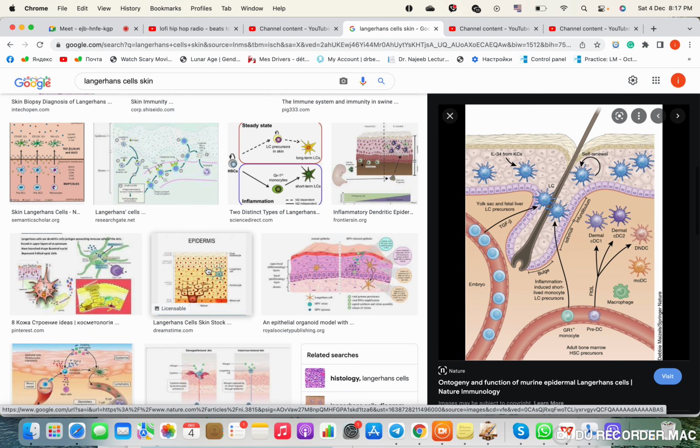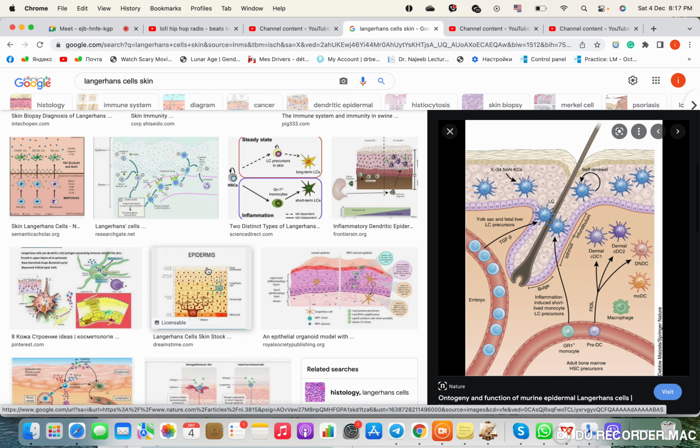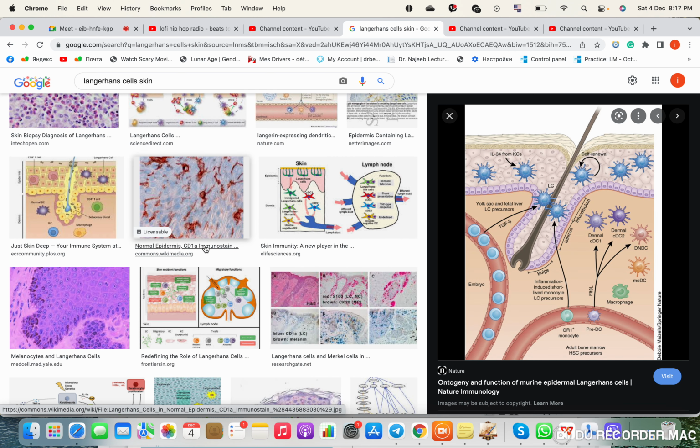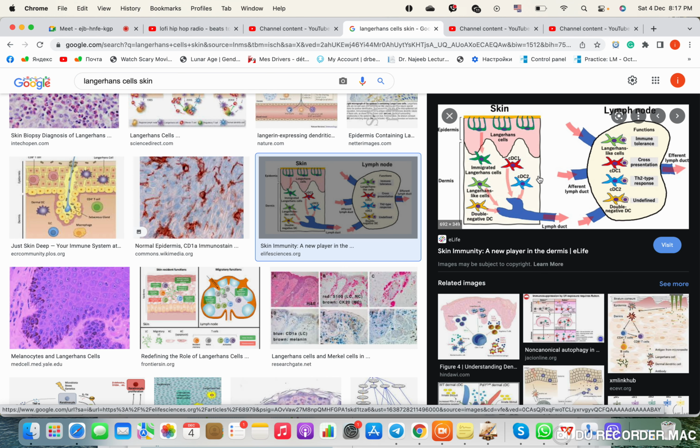Macrophage of the liver, we call it Kupffer cells. Macrophage of the lung, we call it dust cell. So each organ, its macrophage is named differently. But if it is in the skin, we call it Langerhans cells, okay?